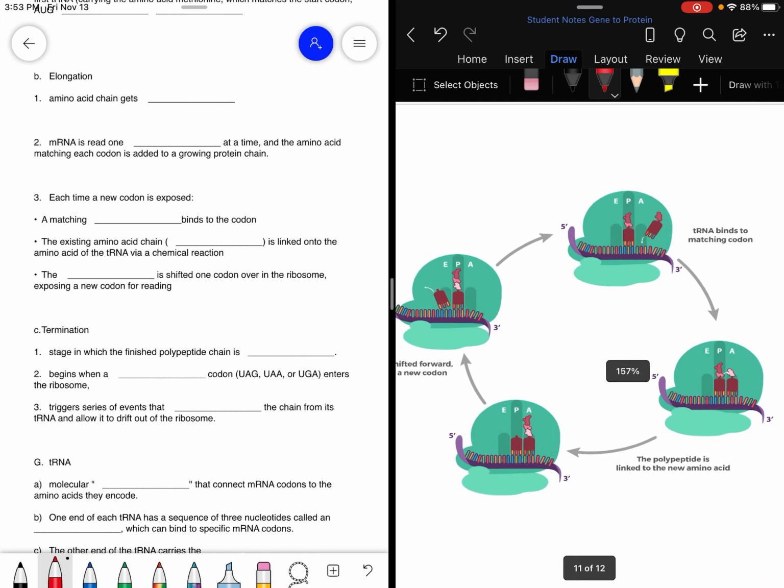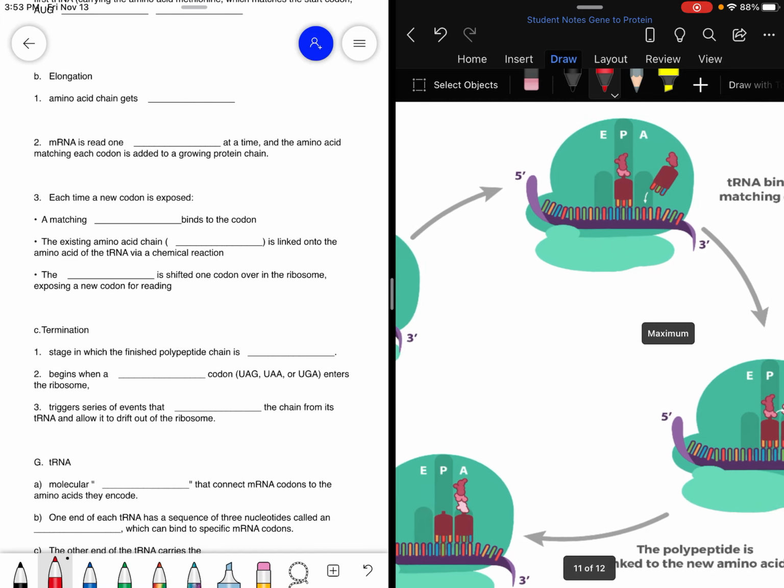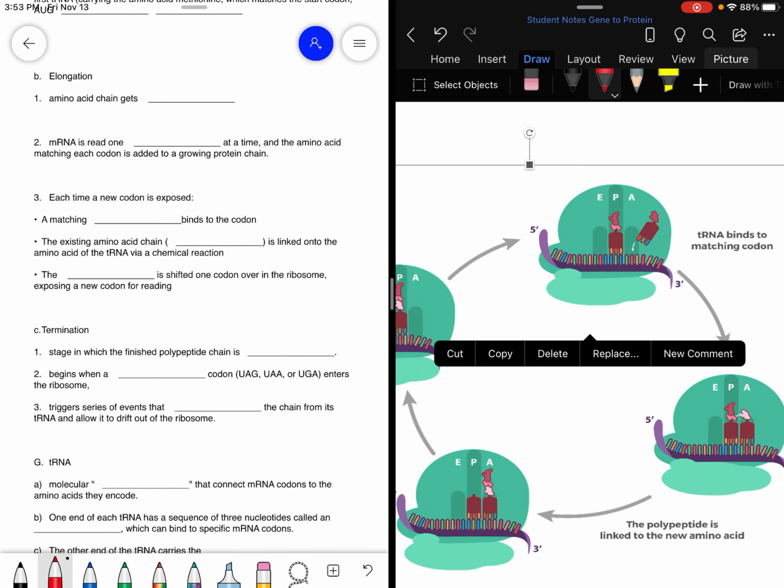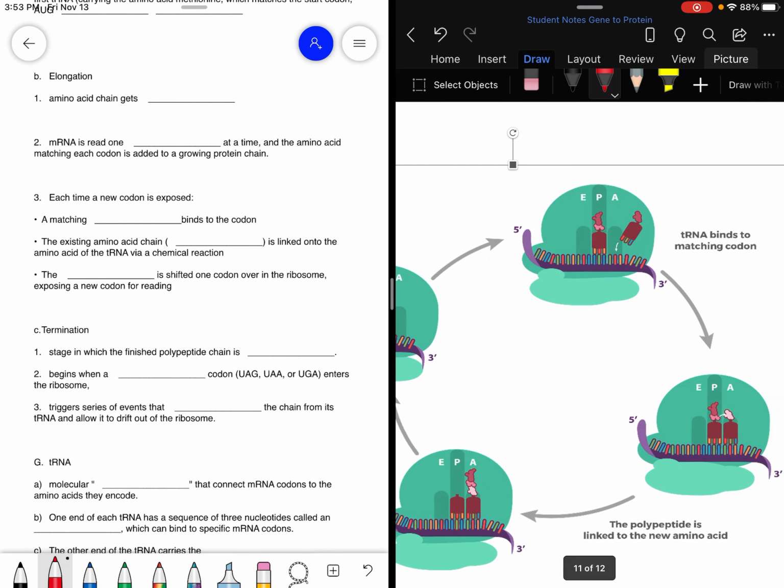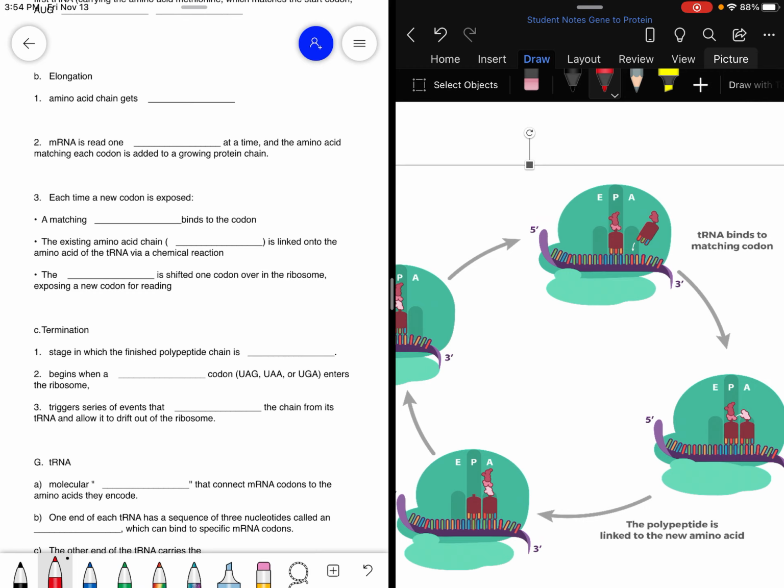So here's my lovely picture of what's going on. Again, it's got the 5' and the 3' end labeled here. So you've got 3 positions on your ribosome. I've never had to learn those. Maybe you will later on in your biology, the EPA positions. But the P is where it starts its initiation. So you've got your amino acid brought up here. This is your tRNA.